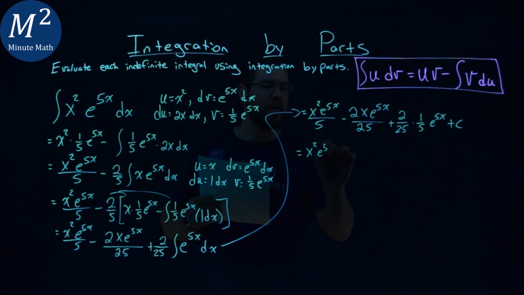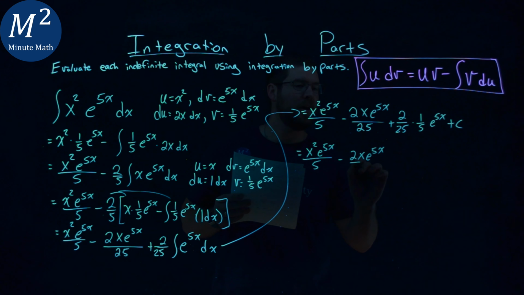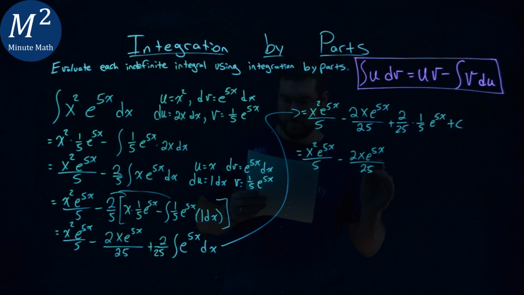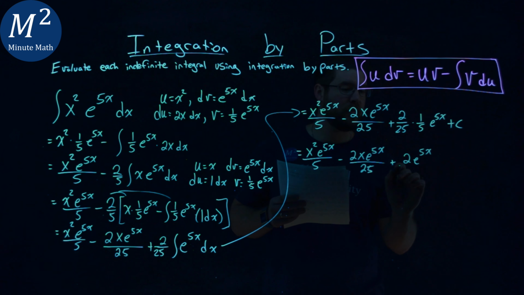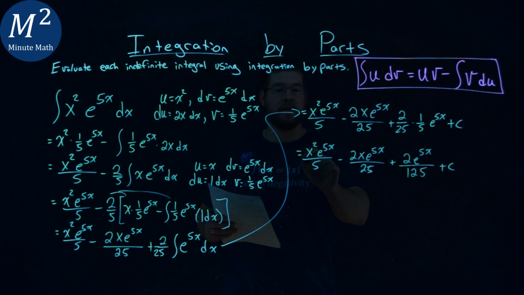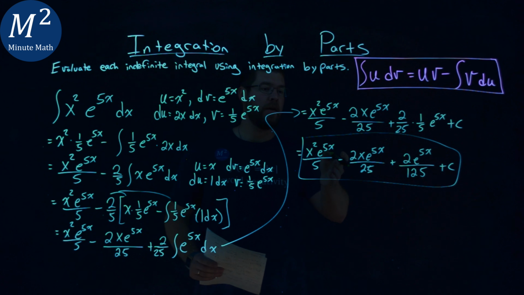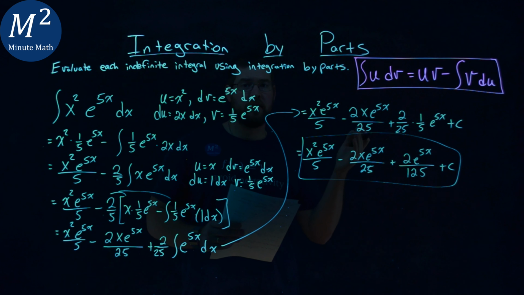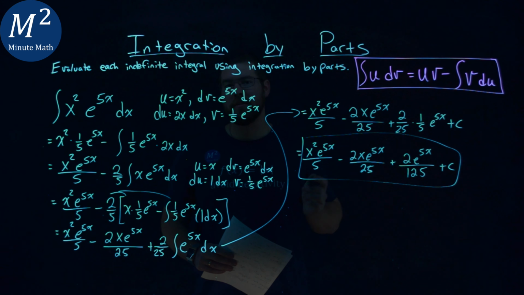x squared e to the 5x over 5 minus 2x e to the 5x power over 25. All right, got everything lined up here. Plus 2e to the 5x power, right? 2 times 1 times e to the 5x over 2 times 25 is 125, plus c. And after all of that, we have our final answer. Our final answer here is x squared e to the 5x over 5 minus 2x e to the 5x over 25 plus 2 times e to the 5x over 125 plus c.